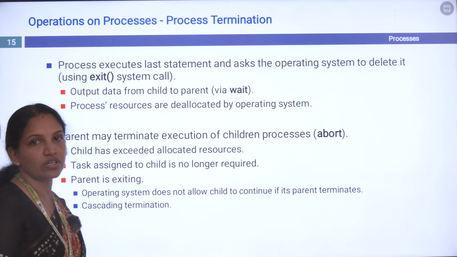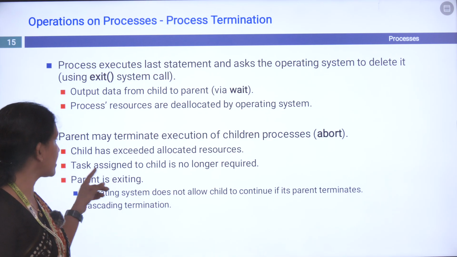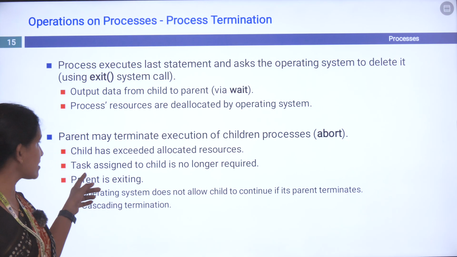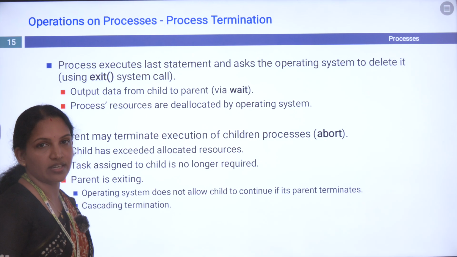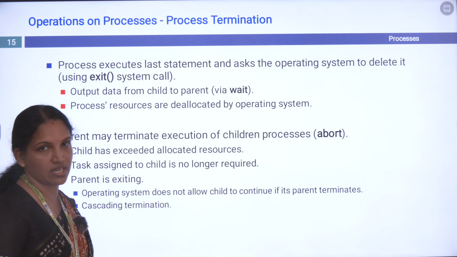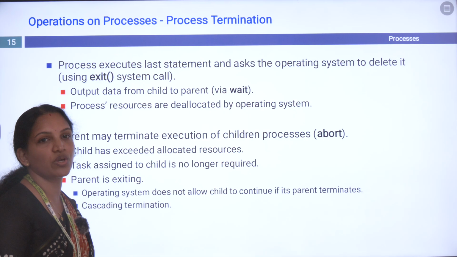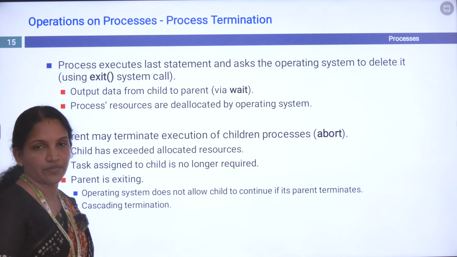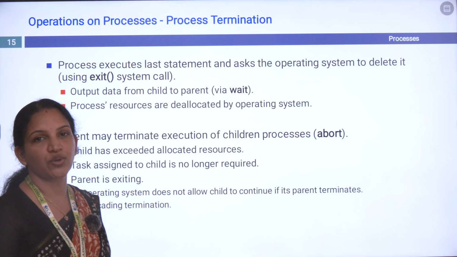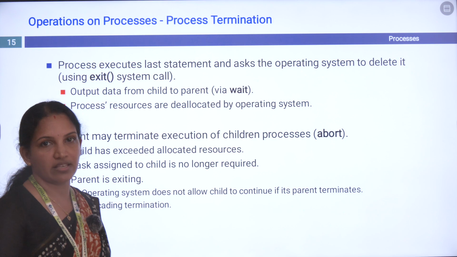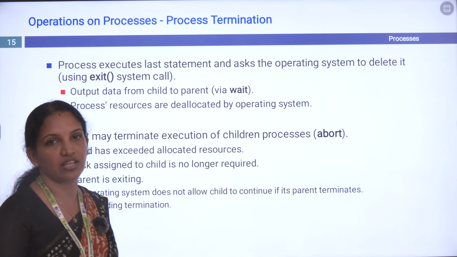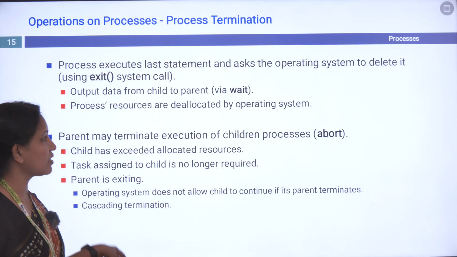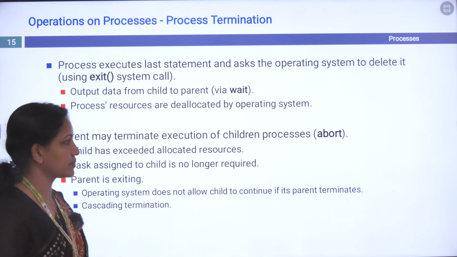The parent can abort the execution of a child. The first one is that the child has exceeded the allocated resources. The second case is the task assigned to the child is no longer required. It has completed all the tasks, so it is no longer required. In that case, the parent will abort the child process. The third case is the parent is exiting. The OS will never allow a child to continue when the parent is exiting, so it will forcefully make the child exit. That is called cascading termination. So in all these cases, the child process will get exited.